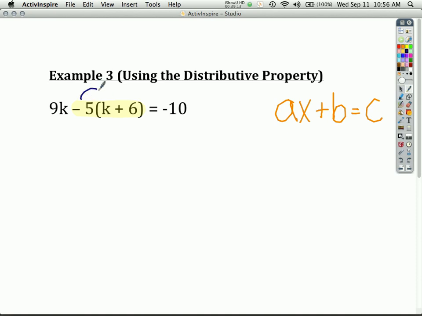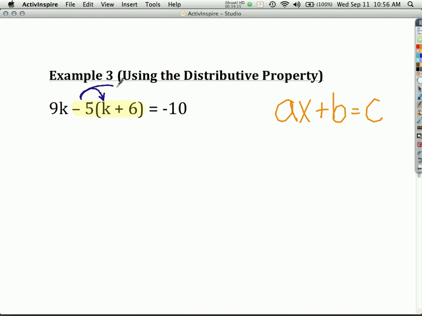So, negative 5 times k, negative 5 times 6. Then we're going to rewrite the whole thing. 9k is not being used. Negative 5 times k, could someone raise their hand and tell us what does that become? Kamoy? Negative 5k. Negative 5k. Negative 5 times 6, what does that become? Stephanie? Negative 30. Negative 30, very good. Equals negative 10.